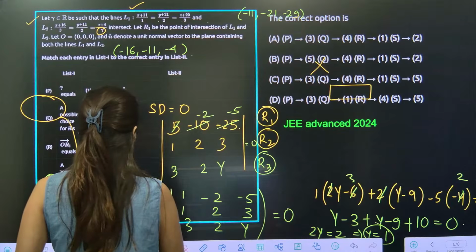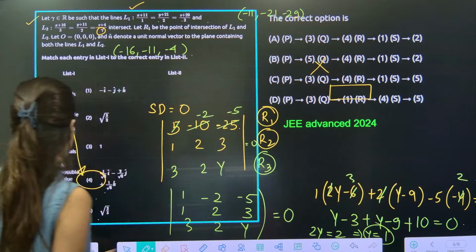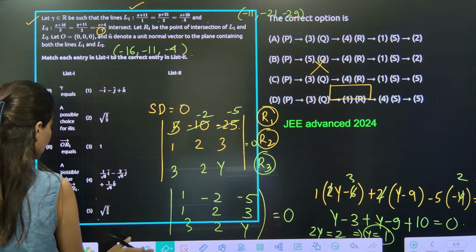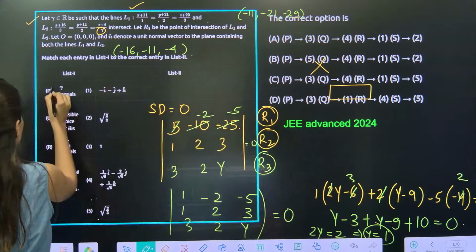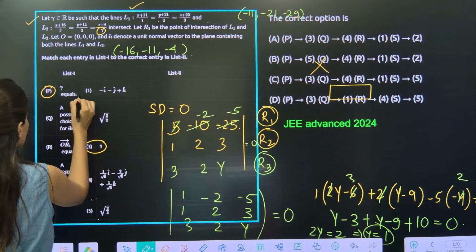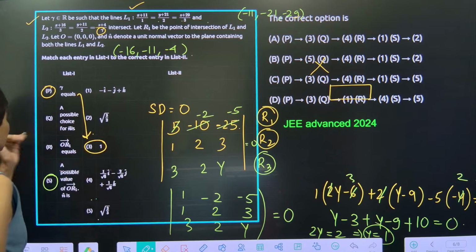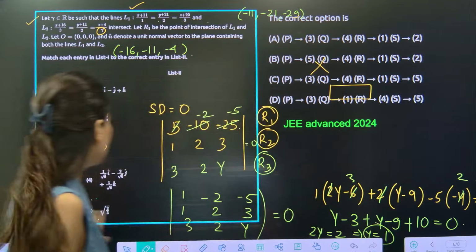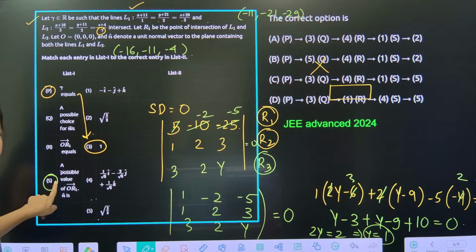What exactly do you want next? Okay, so for P, you have gamma equals 1, so P is done. P is matching with this. What about next? Now, as I told you, we will work towards the S option.